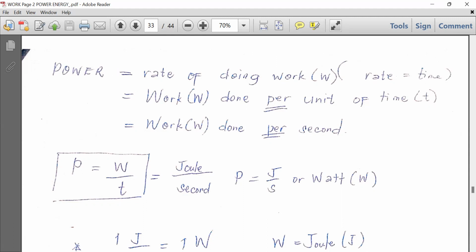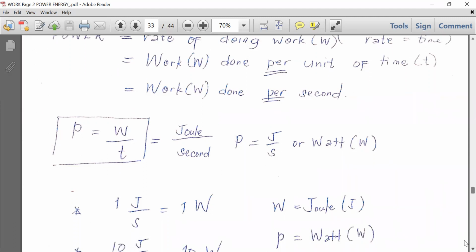Work done per second. So power is work done per second. In equation form, power is equal to work over time. Work is in joules and time is in seconds, so the unit is joule per second, or watt. So 1 watt is equal to 1 joule per second. The symbol for watt is W.